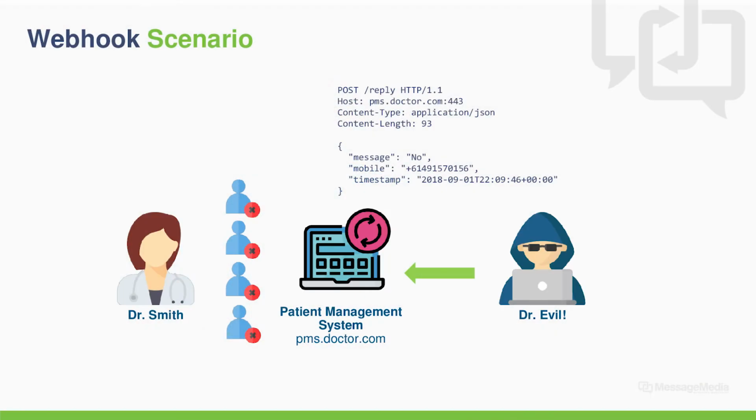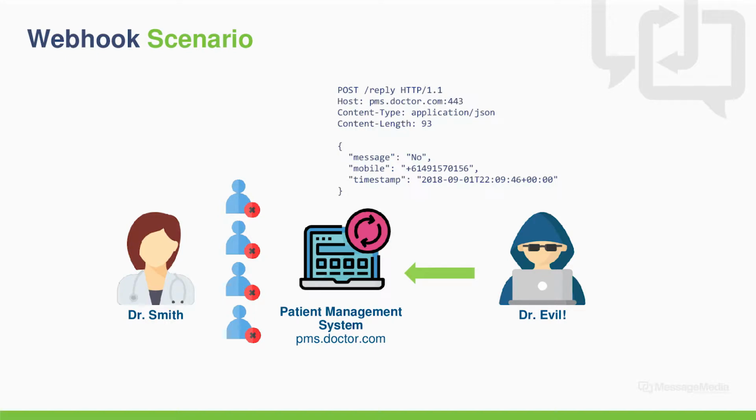How are you going to authenticate and protect against any malicious requests coming in, if someone wants to find out what that webhook handling API that you've built is? So we can see here that we've got Dr. Evil now, and he's potentially attacking the patient management system by sending requests to that webhook handler with a no response rather than a yes response.